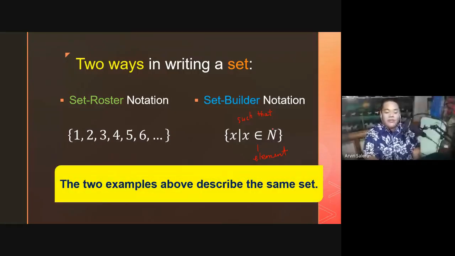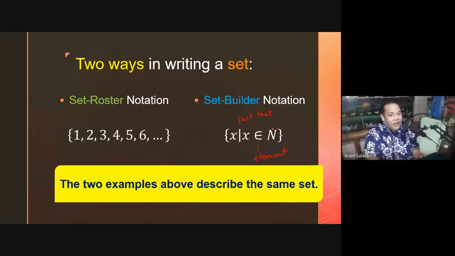The two examples above describe the same set. The same set: 1, 2, 3, 4, 5, 6, and so on, and X such that X is an element of natural number. Which is longer? The set roster is longer. The set builder is shorter, but which is more confusing? The set builder, though for this example it is still easy. The set roster is easier to understand.